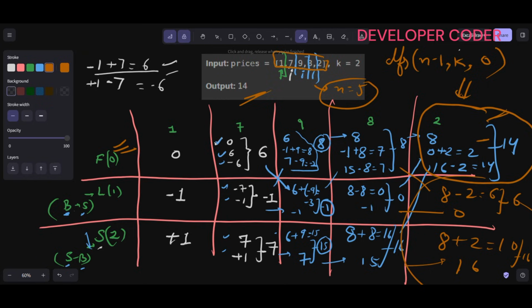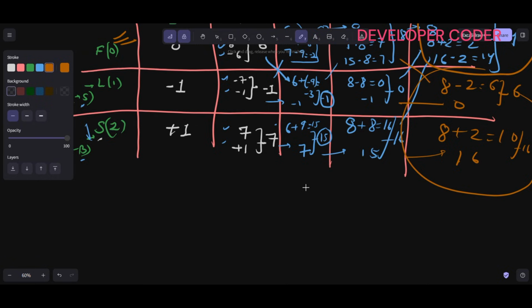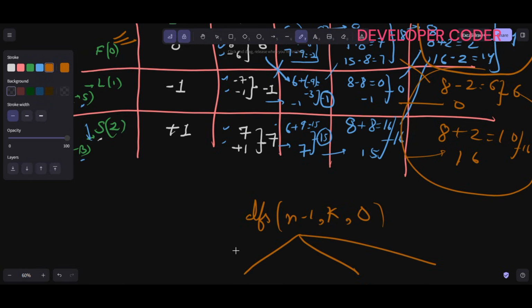Okay, so this is what we need to do. Here we have DFS of n minus 1, k, and then we have 0. So this is what I need in the end, the final result. But how can I reach this? I can reach it from S0, with this type of state, this type of state, and this type of state.